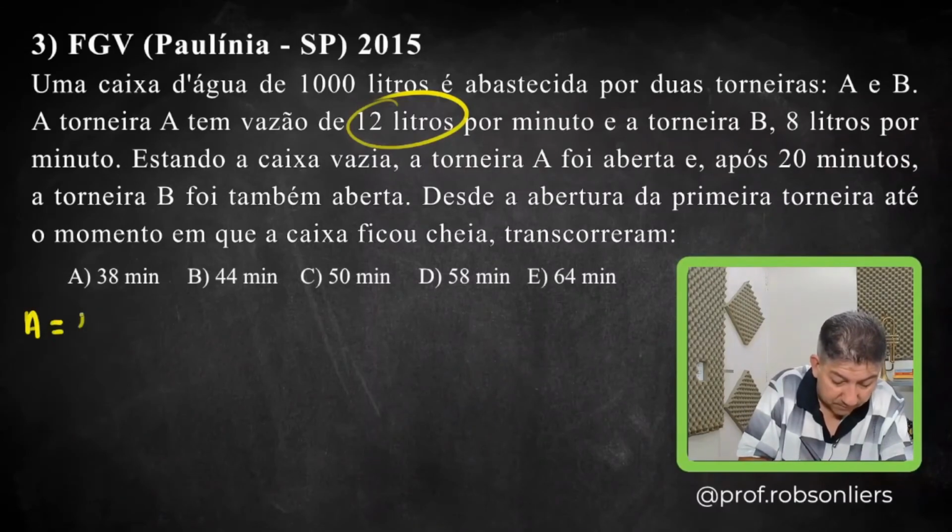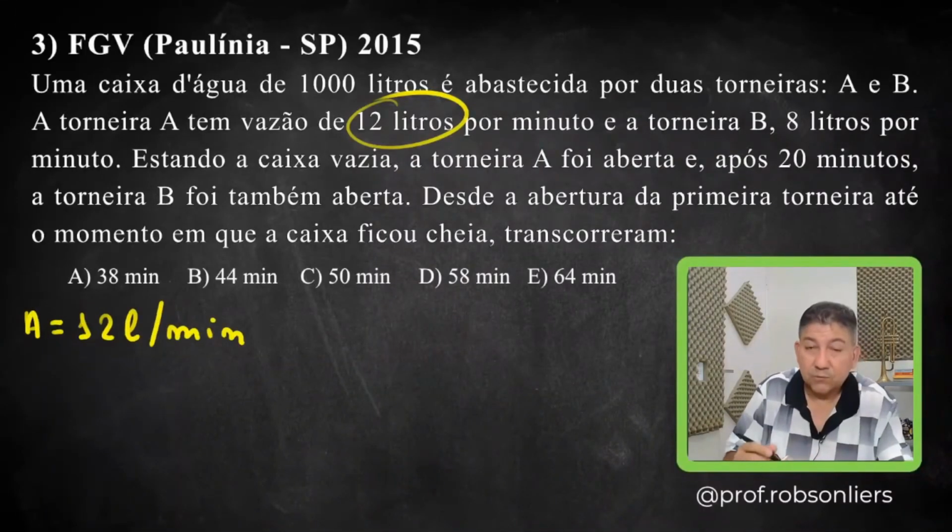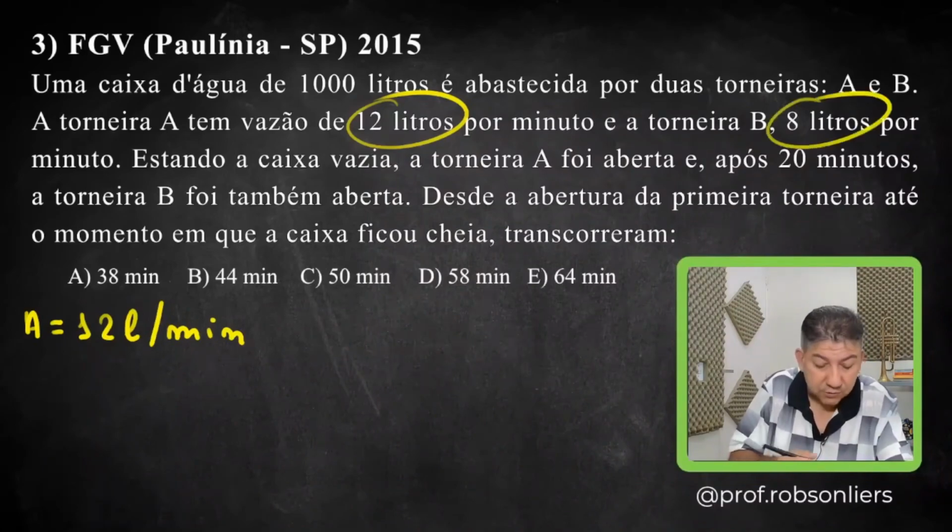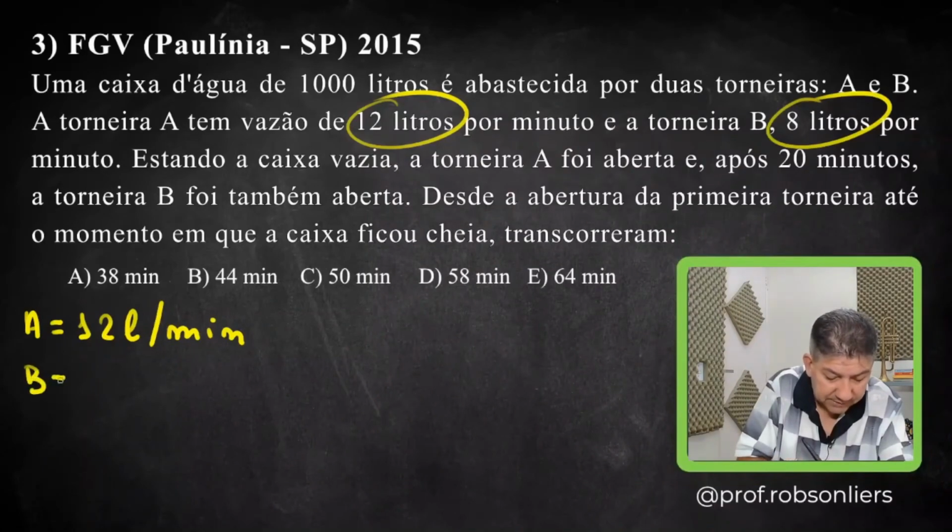I'll write it here. A equals 12 liters per minute. So, what about the flow rate of faucet B? The problem also told us that faucet B is 8 liters per minute. So, I'll write here as well. Faucet B equals 8 liters per minute.